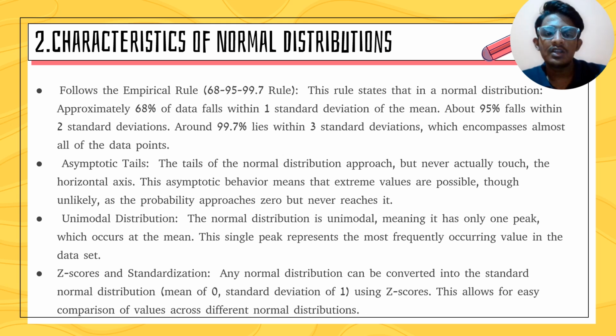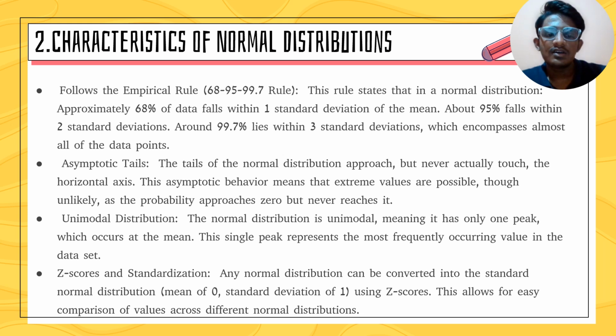Asymptotic tails. The tails of the normal distribution approach but never actually touch the horizontal line. This asymptotic behavior means that extreme values are possible, though unlikely, as the probability approaches zero but never reaches it. Unimodal distribution. The distribution is unimodal, meaning it has only one peak, which occurs at the mean. This single peak represents the most frequently occurring value in the dataset.